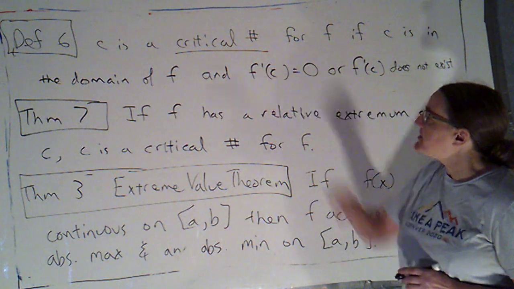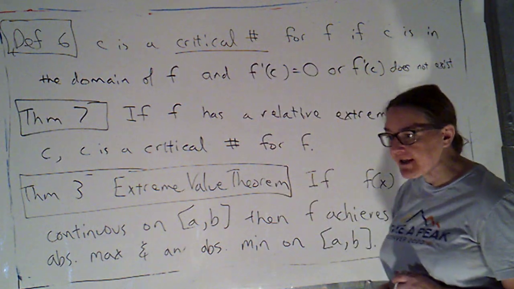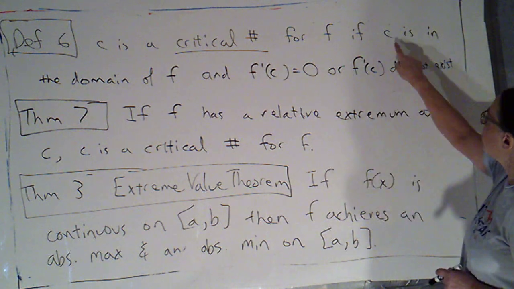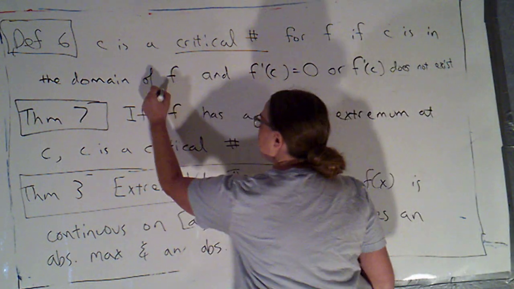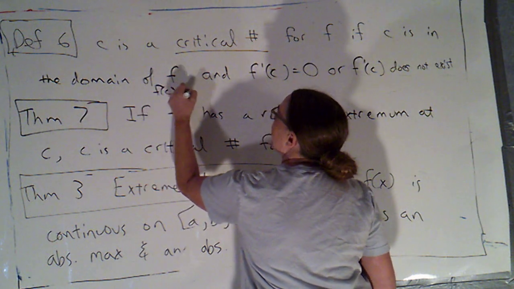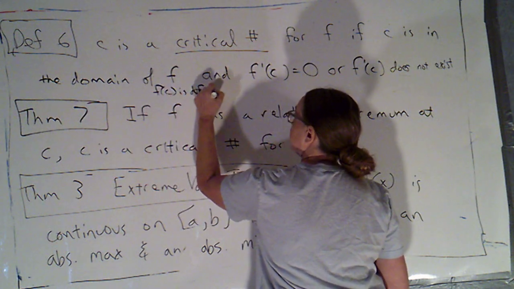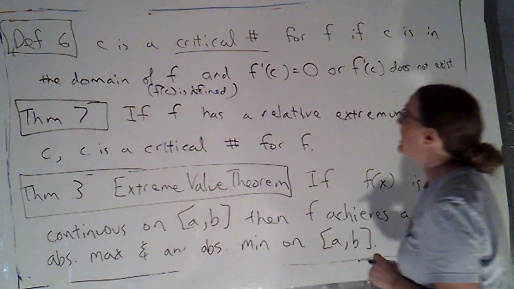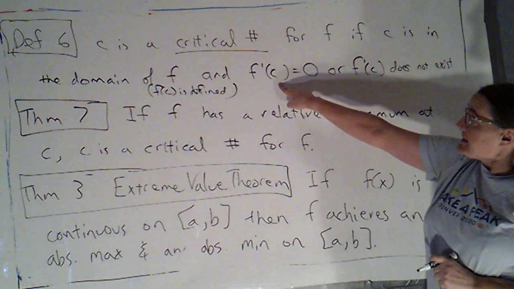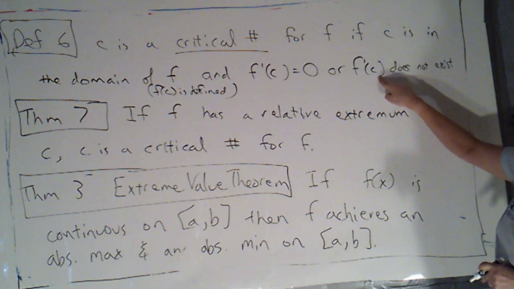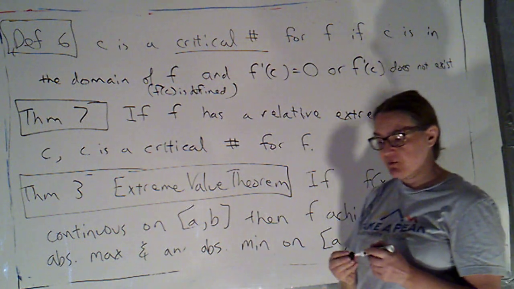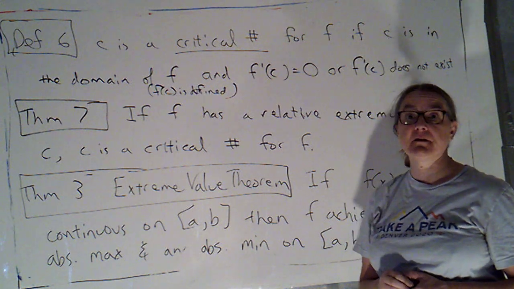Okay. First, the definition. C is a critical number for f if C is in the domain of f. Now that just means that f of C is defined. So I get a point at C. And the derivative at C is either 0 or the derivative does not exist. So a critical number is going to be a place where the derivative is 0 or undefined.